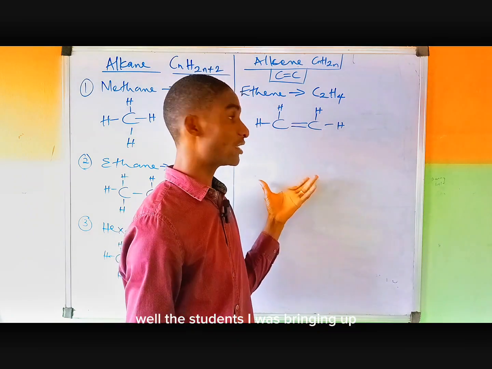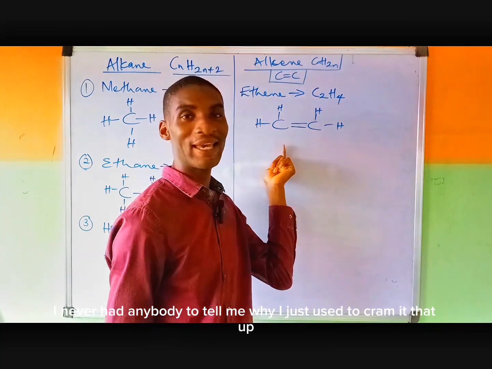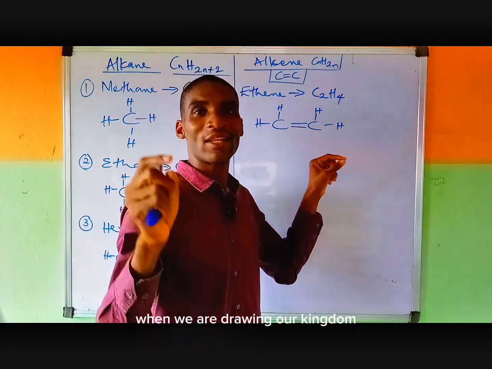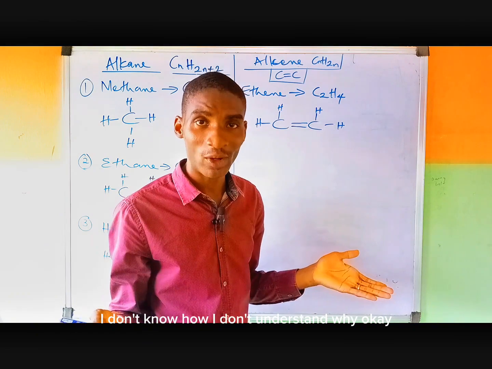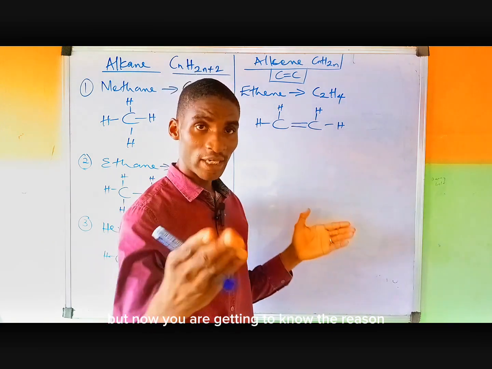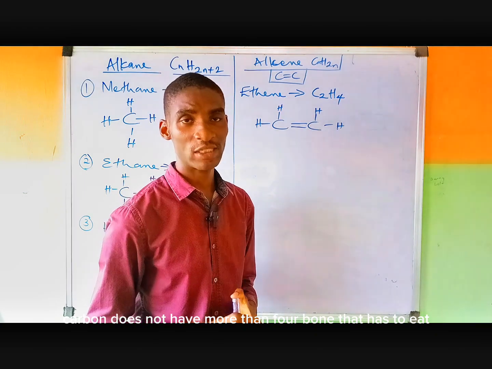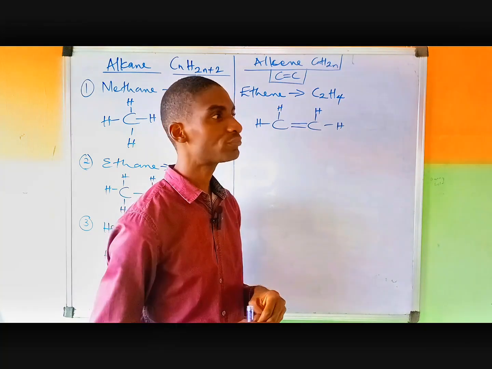You know, while I was a student, growing up, I never had anybody to tell me why. I just used to cram that when we are drawing alkene, we will just erase some hydrogen. I don't know how. I don't understand why. But now you are getting to know the reason. Carbon does not have more than 4 bonds attached to it because it requires just 4 electrons to attain stability.